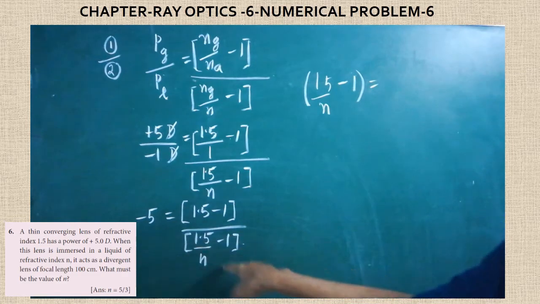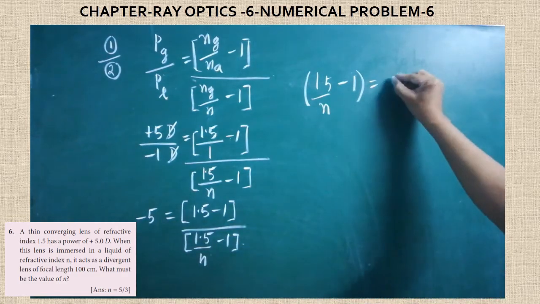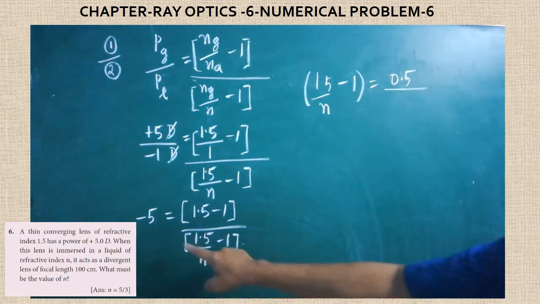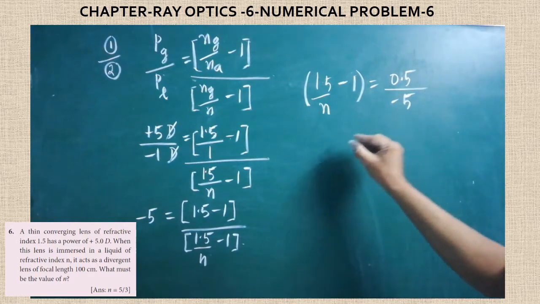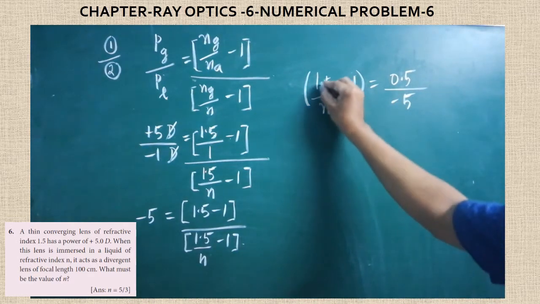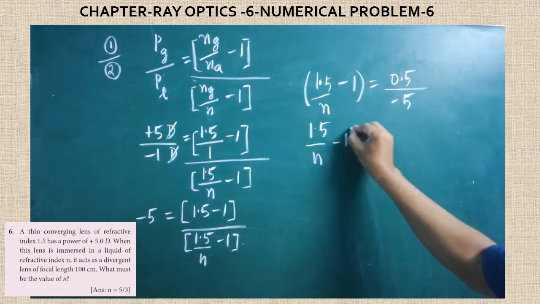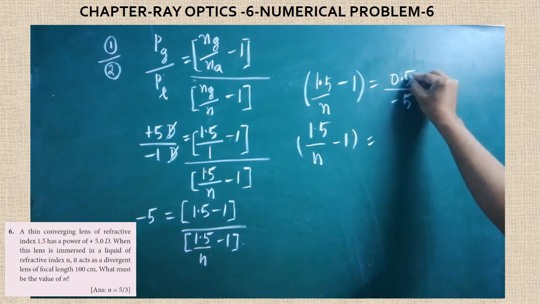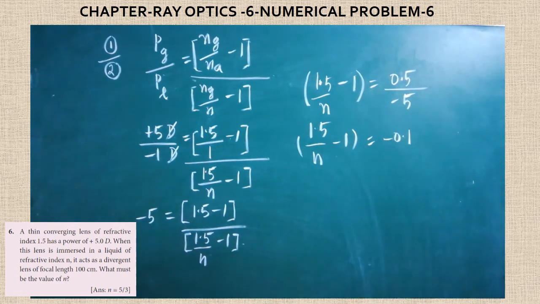Bring this minus 5 here. 1.5 minus 1 becomes 0.5, divided by the factor here, that should be cross multiplied here, minus 5. So keep 1.5 divided by N minus 1 as it is here, later we'll convert. This one becomes, is it clear? 0.5 divided by 5, how much? Minus 0.1, this is the factor. Are you clear?